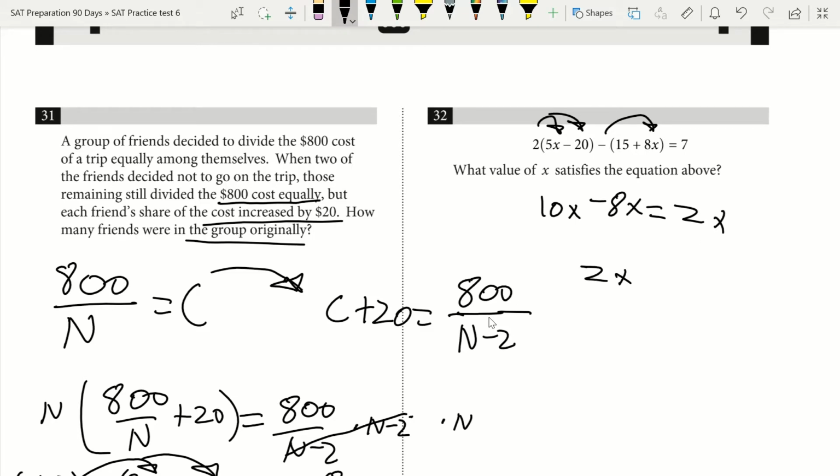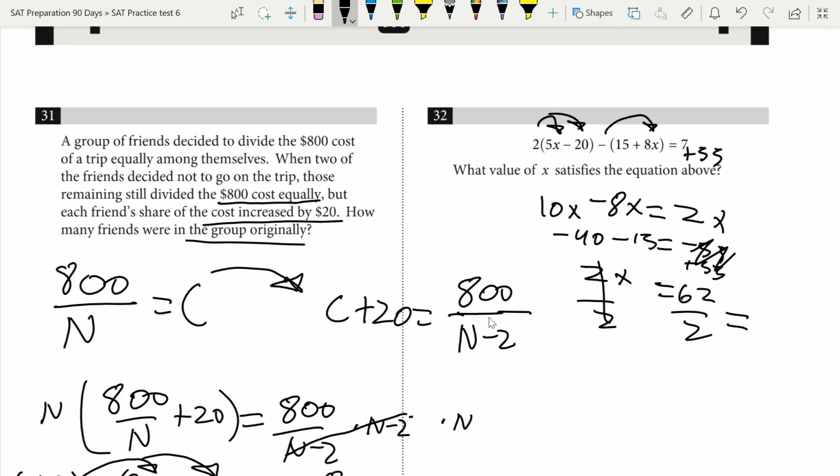And then I have 2 times negative 20. That's going to give me negative 40. Negative 40 minus 15. That's going to give me negative 55. Okay, I'm going to have to add 55 to each side. Add 55 to 7. That's going to leave me with 62. So I've got 2x equals 62, dividing each side by 2 then. Dividing each side by 2 there is going to give me 31. So x is going to have to equal 31, because 62 over 2 is 31. So the answer for 32 is going to be 31.